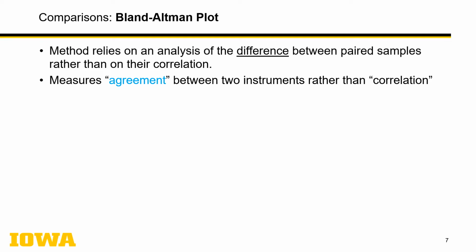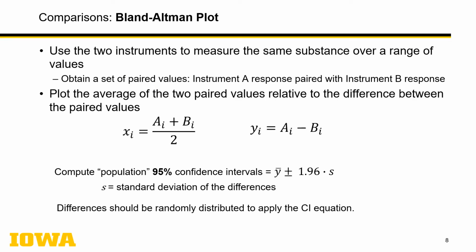Now, these problems, as I'm bringing up here, have been considered obviously by statisticians over the past, and one approach that tries to get around this problem is the use of what's called the Bland-Altman plot. So it's a method that relies on analysis of the difference between the paired samples rather than their correlation. So they ultimately come up with a level of agreement, is the word. Do the two instruments agree with one another, rather than are they highly correlated? So that's the idea behind the Bland-Altman plot.